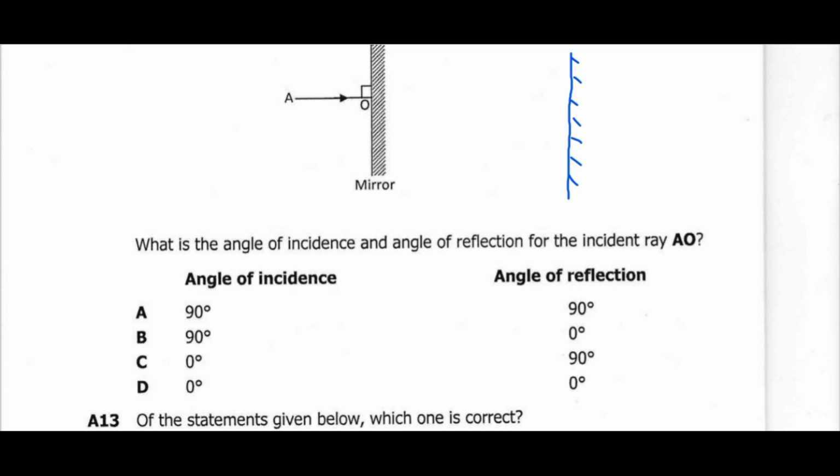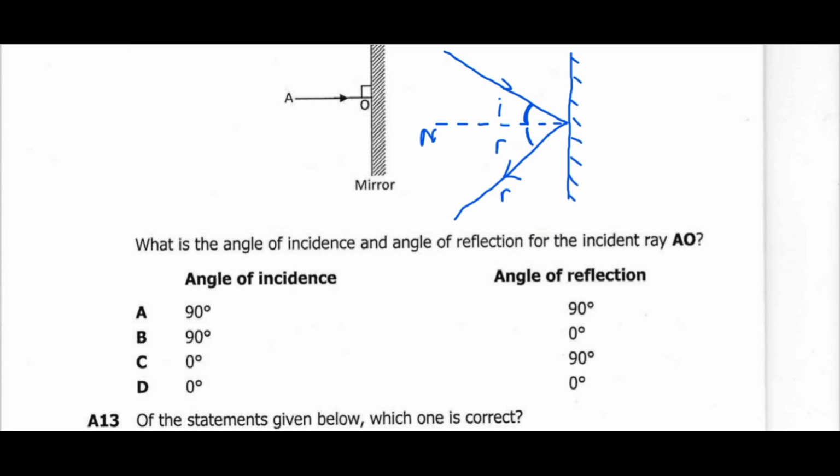So we have a plane mirror here, then we have the normal ray. So if light were to come in this direction, then it hits the plane mirror, then we are expected to have the reflected ray in this direction. Then the angle between the normal ray and the incident ray is what we call the angle of incidence. Then the angle between the normal ray and the reflected ray is what we call the angle of reflection. Now, here, the angle of incidence equals the angle of reflection.